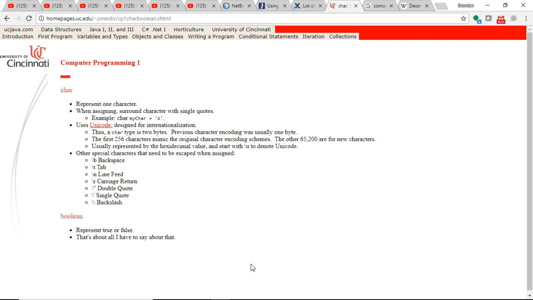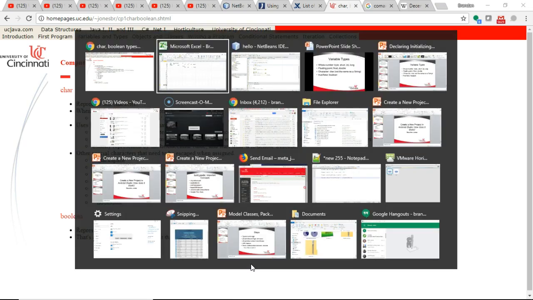Boolean's a quick one. Boolean just means true or false. That's it. It's just kind of a binary yes or no, a true or false. So those are the 8 primitive types, and we know we also have this type called string.